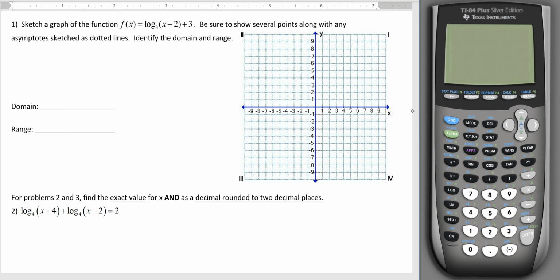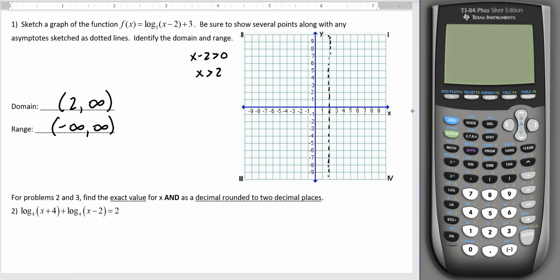The first thing we can remember is that domain and range, we can do that automatically. Remember that the range for a logarithm is always negative infinity to infinity. The domain we get from the argument: x minus 2 has to be greater than 0, which means x has to be greater than 2. So that would become 2 to infinity. That's also the equation of my asymptote: x would equal 2.